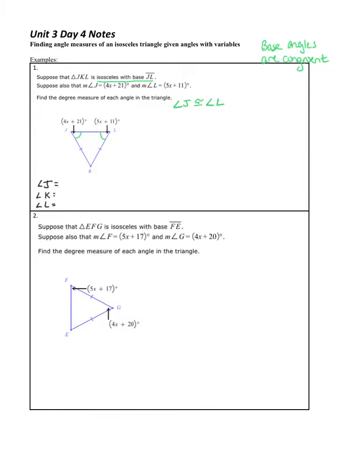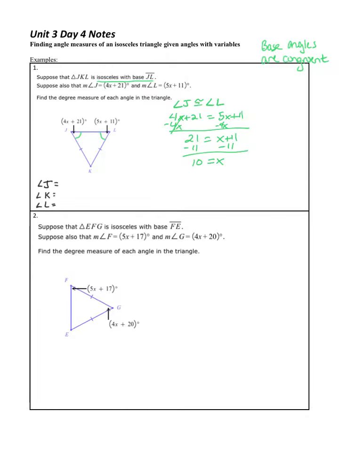Well, let's substitute. Angle J is 4x plus 21. Angle L is 5x plus 11. Let's solve for x. They are congruent to each other, so they have the same measurement. 4x plus 21 equals 5x plus 11. Now we're going to move the 11. We have 10 equals x. All right? So x equals 10.